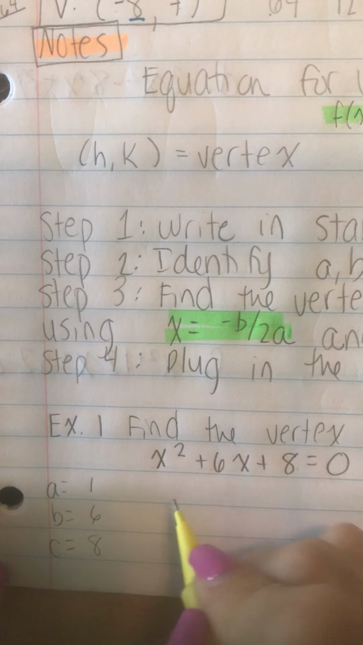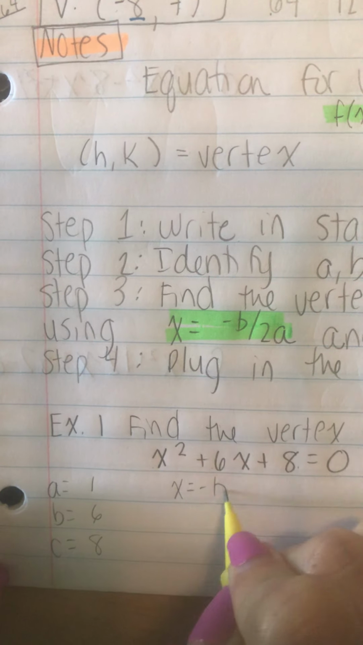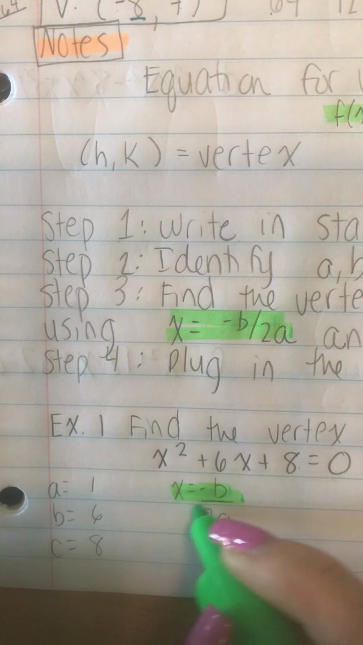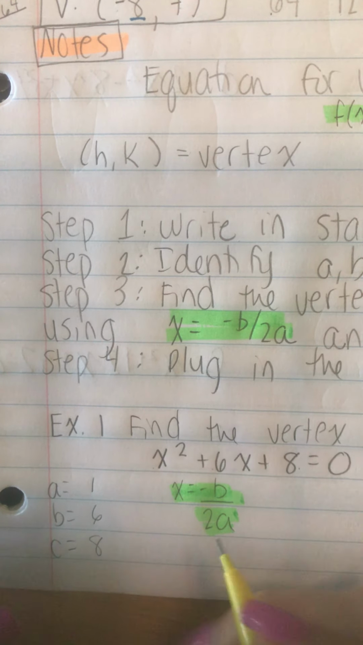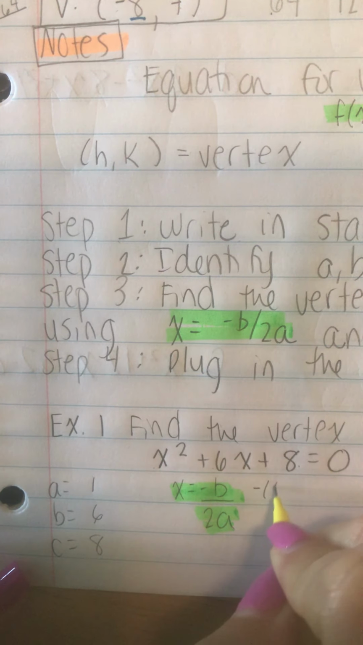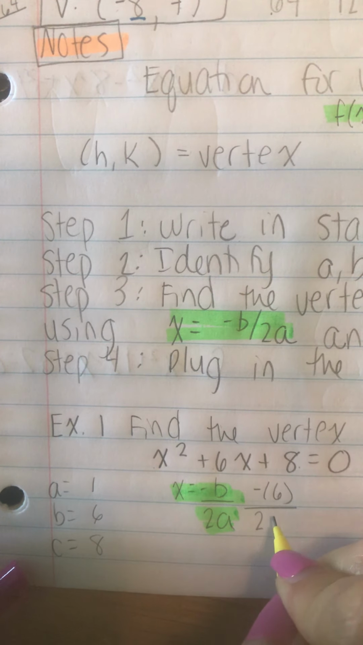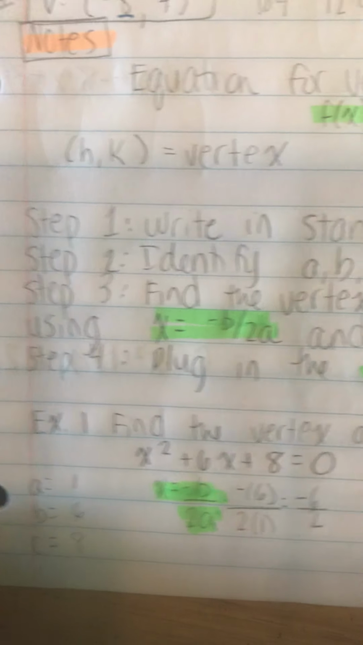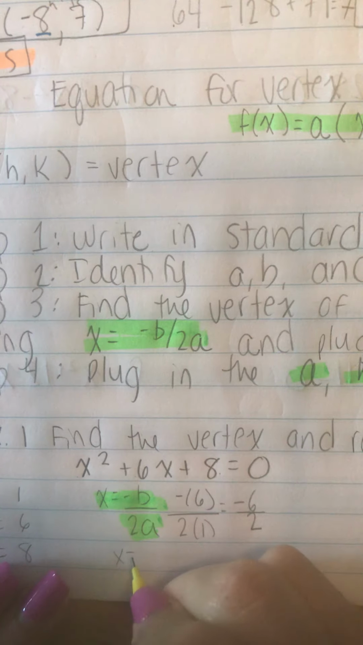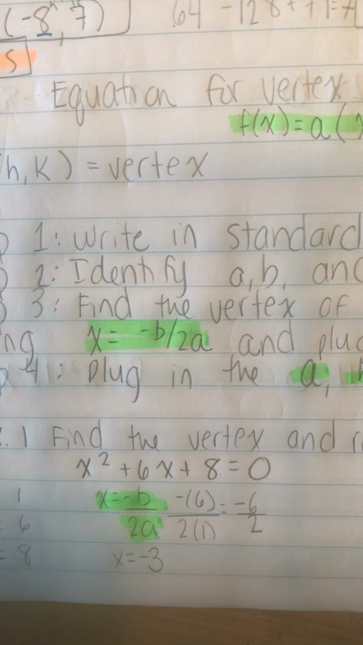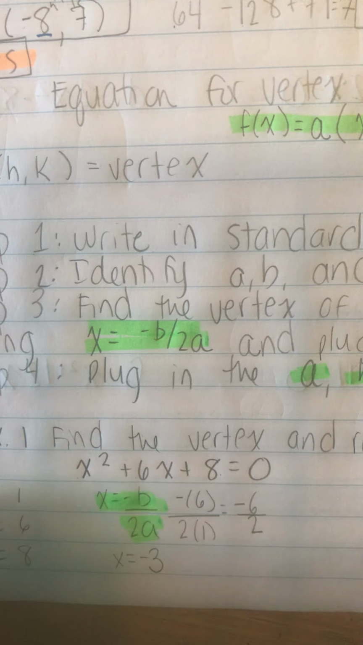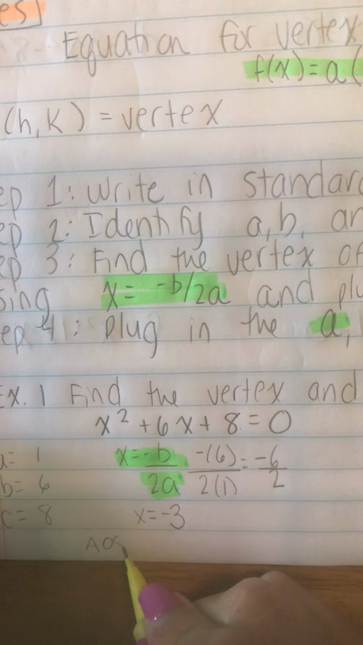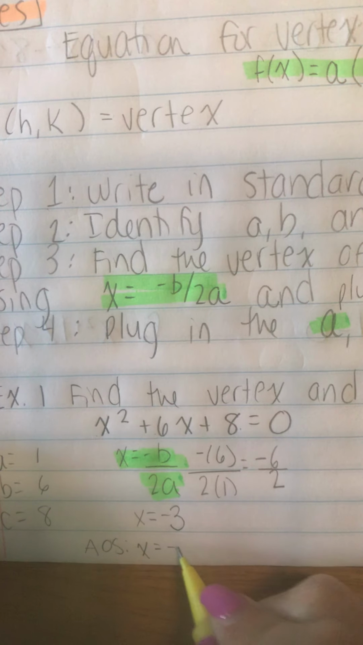Step 3, find the vertex. So we write x equals negative b over 2a. We highlight it since it's a formula. We plug in, so we have negative 6 all over 2 times 1, which is negative 6 over 2. So x equals negative 3. That's my axis of symmetry. So I'm going to write AOS, x equals negative 3.